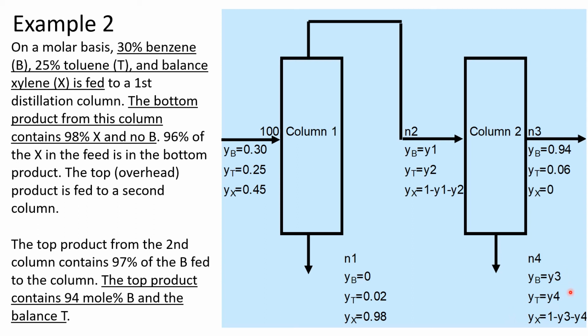If we look at the problem statement, we see that there are no flows or amounts specified. In such a case, we can arbitrarily choose a value for one of the streams. And what we're going to do is assume the feed to the first column has a value of 100. And then we're going to assign variable names for each of the other streams. N1 for the bottom from column 1, N2 for the top from column 1, N3 for the top from column 2, and N4 for the bottom. Now that we have the process flow diagram fully labeled, we're going to move on to trying to solve for the unknowns in this process flow diagram.